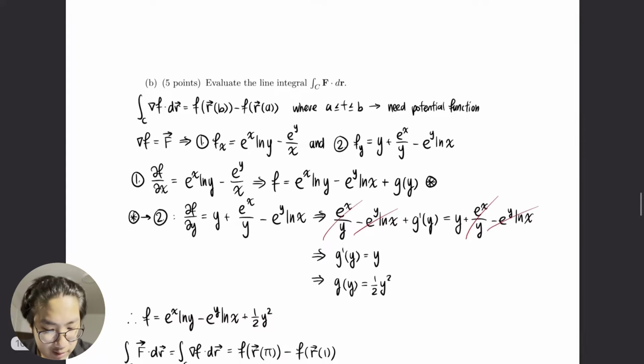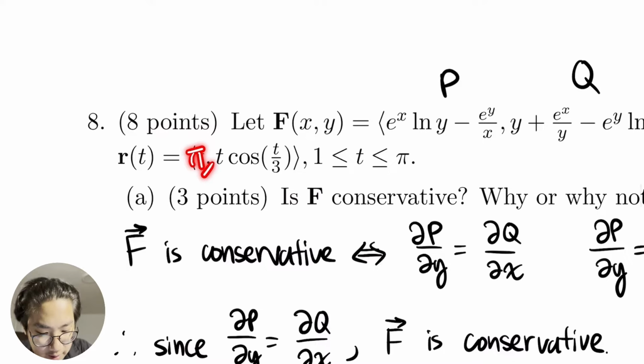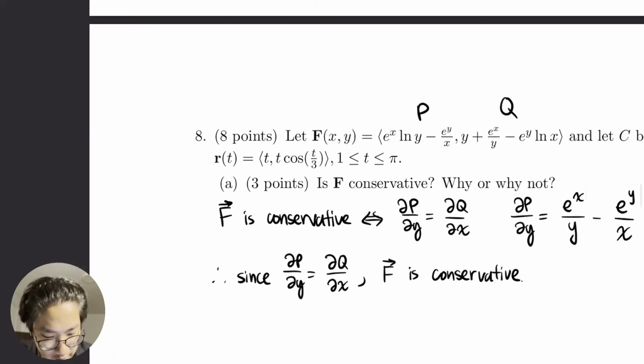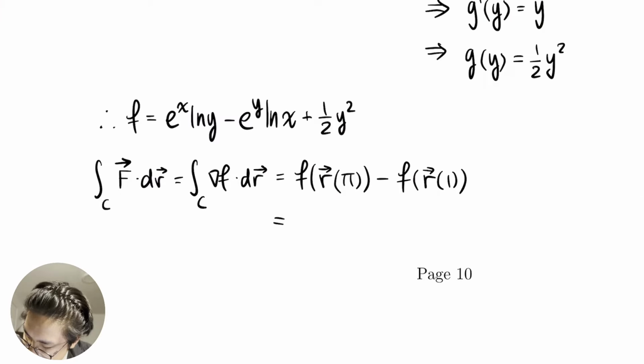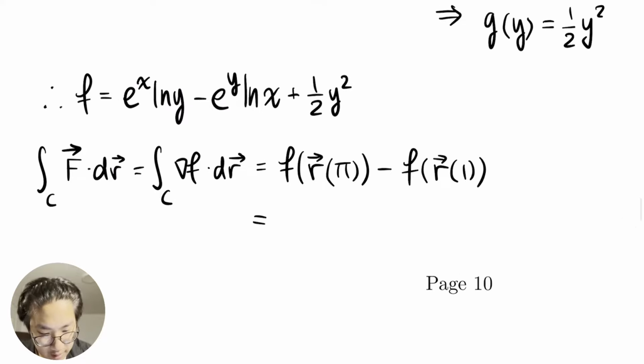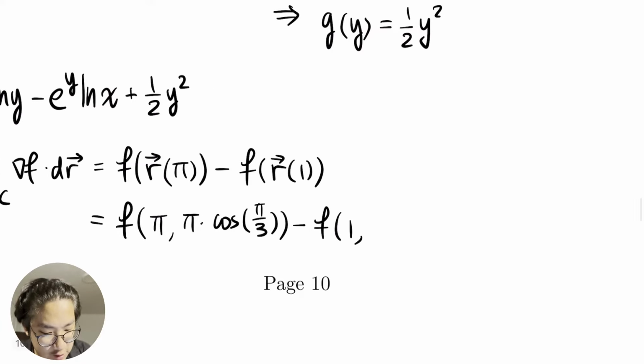Okay, r of pi we can evaluate here really quickly. If we put pi here, we have pi, comma, pi times cosine of pi over 3. And yeah, we can write that down here. So this is equal to f of pi, comma, pi times cos of pi over 3, minus f of 1, comma, and this is just 1 times cos of 1 over 3.